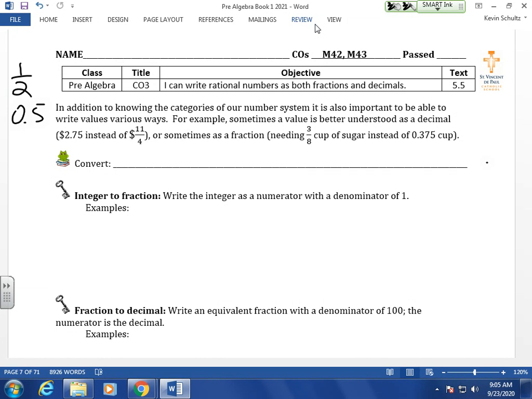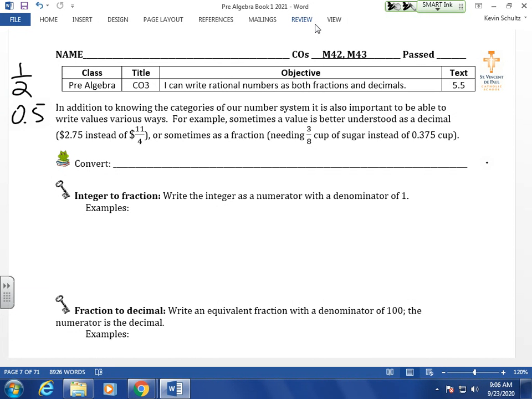But anyway, that's what we're going to focus on today: writing rational numbers as both fractions and decimals, going back and forth. The definition we have today is convert. What does it mean to convert something? You've probably heard this in the context of converting an improper fraction to a mixed number, or in our case today, converting from a fraction to a decimal. What does it mean to convert in the mathematical sense? Change. Okay, good.